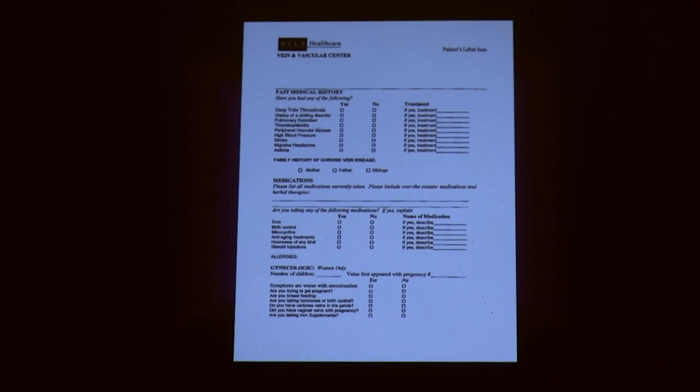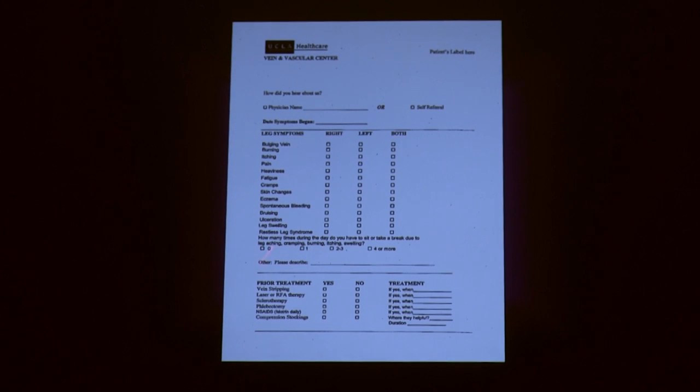Now here's that intake form I was telling you about. All the different symptoms of vein disease. So if you look here, you can see, have you had a deep vein thrombosis, clotting disorder, any problems like that? Family history. Remember, mother, father, 90%, 60%, or 20%, it makes a difference in terms of your odds of having the problem. What kind of medications are you on? Allergies, these things are all very important. And here are the symptoms. Date the symptoms began. Bulging vein, burning, itching, pain, heaviness. Here's your pain. See, pain's in there. Skin changes, cramps, eczema, spontaneous bleeding.